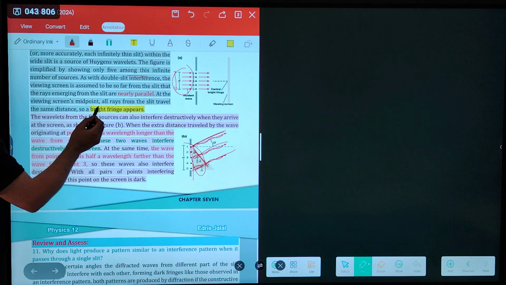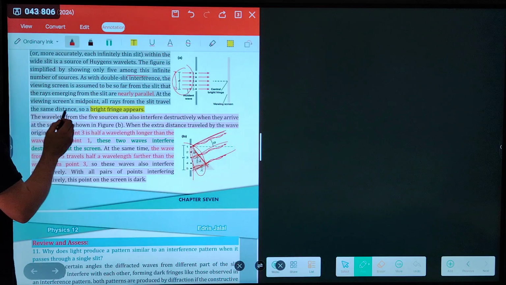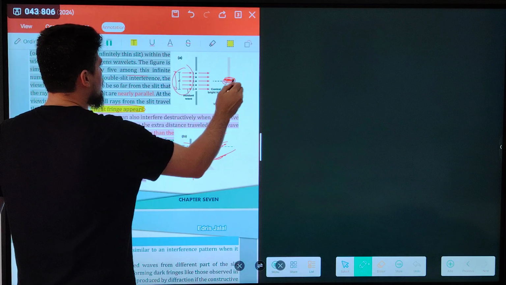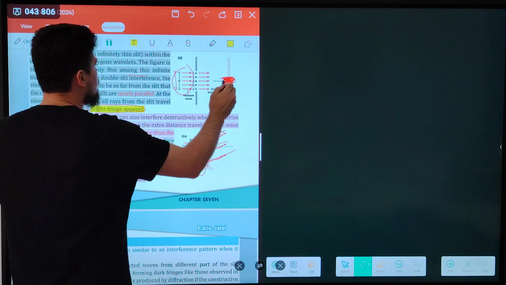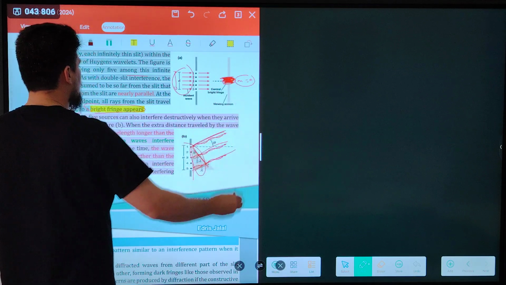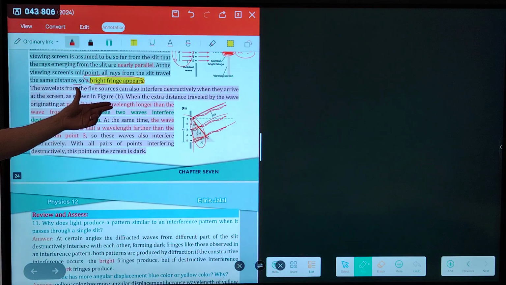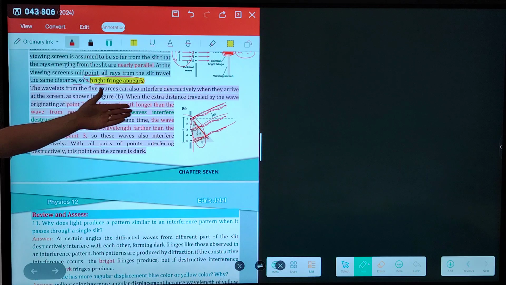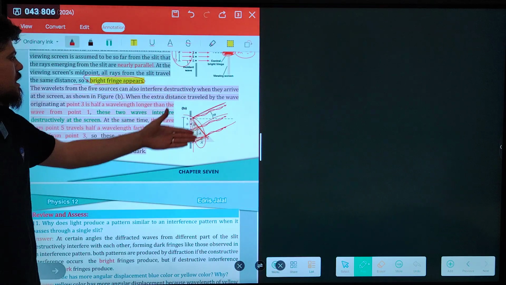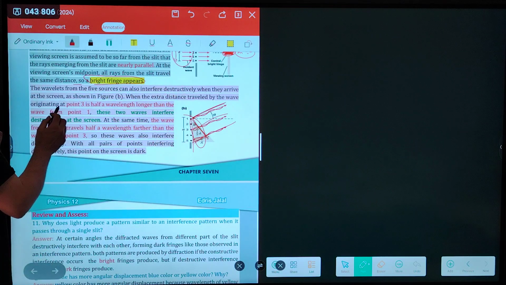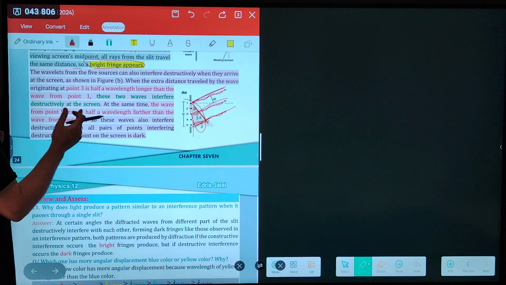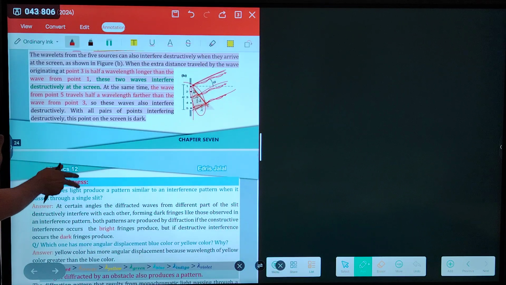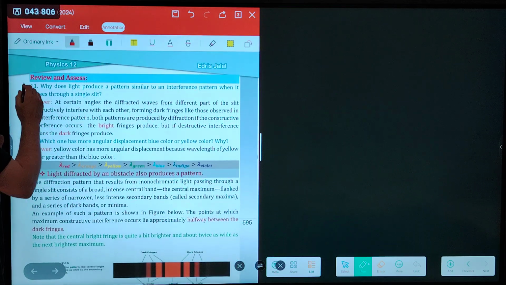At the viewing screen midpoint, all rays from the slit travel the same distance, and the bright fringe appears at the center. Okay, so M0 is always bright. The wavelets from the five sources can also interfere destructively when they arrive at the screen, as shown in figure B, when the extra distance traveled by the wave from source 3 is half of the wavelength longer than from source 1. So in this case, the type of interference becomes destructive and the dark fringe occurs.